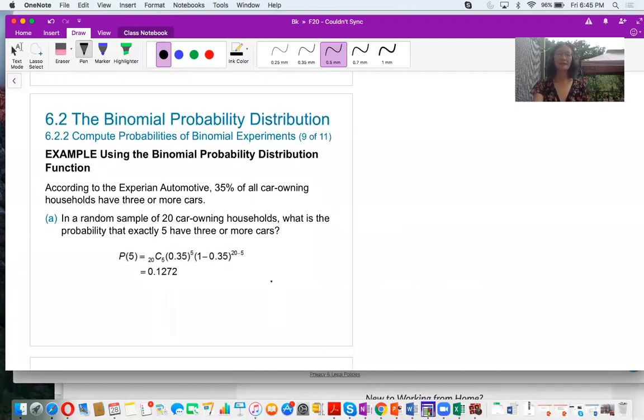So now let's look at this example. Use the binomial probability distribution function. According to Experian Automotive, 35% of all car-owning households have 3 or more cars. Question A, in a randomly selected 20 car-owning households, what is the probability that exactly 5 have 3 or more cars?